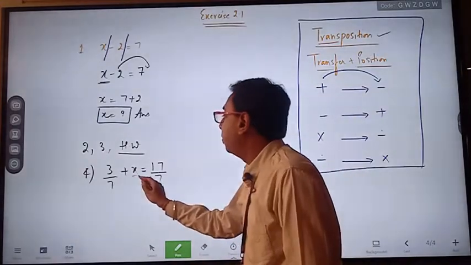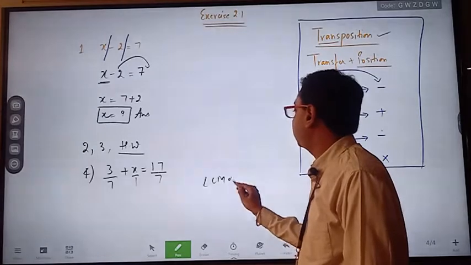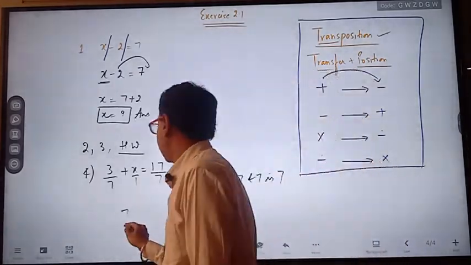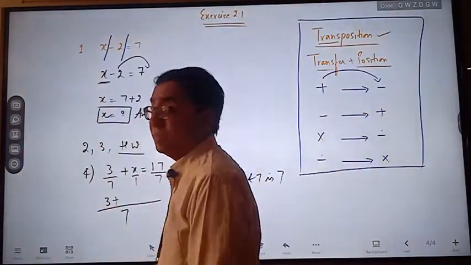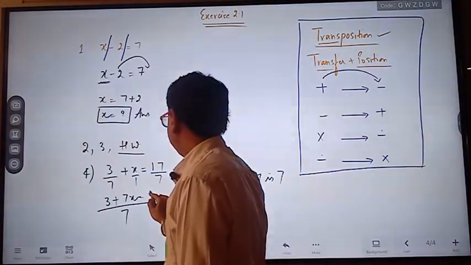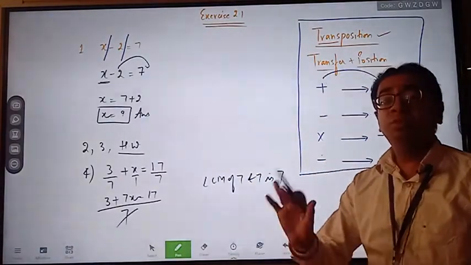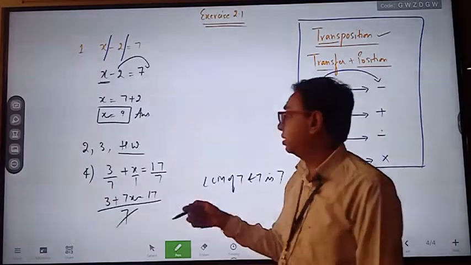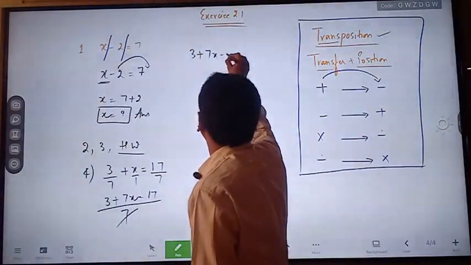Because they are unlike terms, definitely we have to take the LCM. So LCM of 7 and 7 is 7 only. So 7 will be taking LCM. So 3 plus 7 divided by 1, 7. 7 into x, 7x. 7 divided by 1, 1. 1 into 17 is 17. Discard the LCM. Why do we take the LCM? We take the LCM to make like terms. Once we make all the terms like, we discard the LCM. Therefore, the equation we are left with is 3 plus 7x is equal to 17.